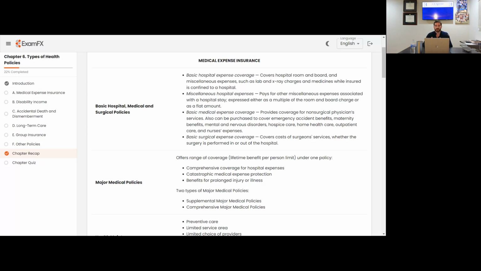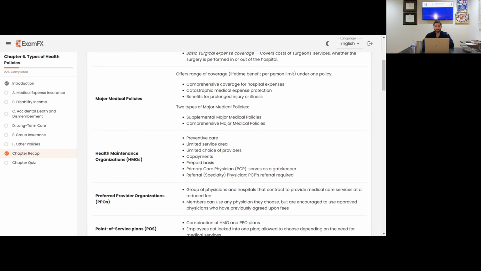Basic surgical expense coverage is going to cover the cost of surgeons' services, whether the surgery is performed in or out of the hospital. So read it word for word and really understand the definitions. They are a little bit self-explanatory. Really just understand if it says hospital, they're talking about if you're confined to the hospital. Basic medical expense is going to be everything outside the hospital. And then surgical expense coverage is going to be based off the surgeon's services and the costs associated with it.